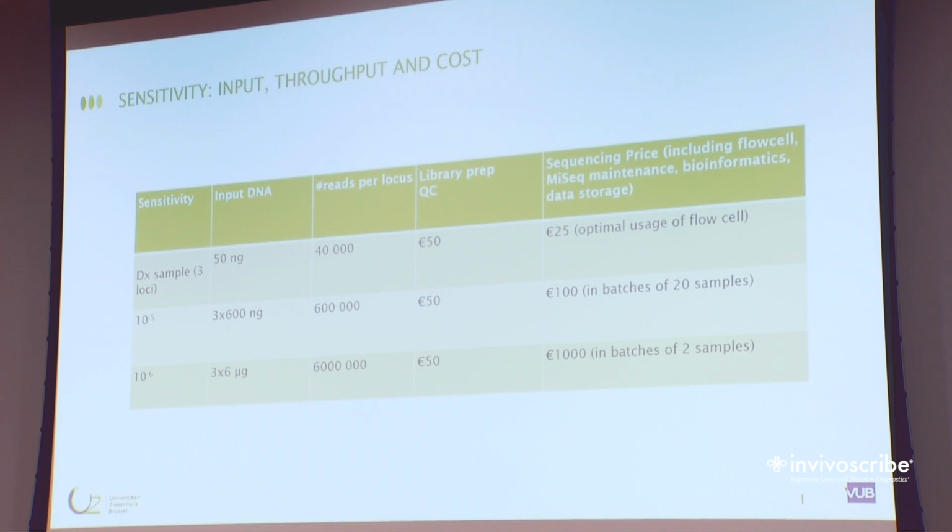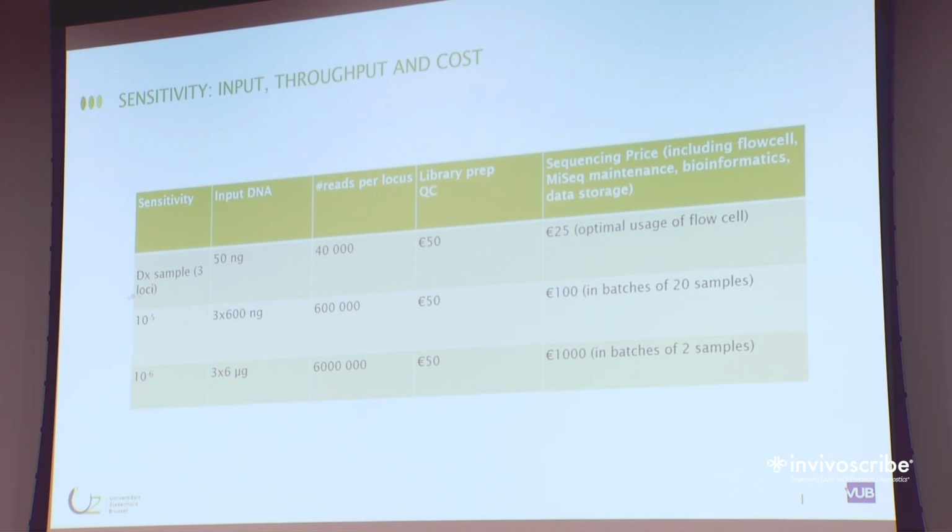I have put here some overall costs from preparing the library and the sequencing. So for the diagnostic sample, this is reasonable. You don't need many reads to sequence your clonotype. The library prep, if you want to test 3 loci, is about 50 euros, and your sequencing cost is really low if your flow cell is optimal.